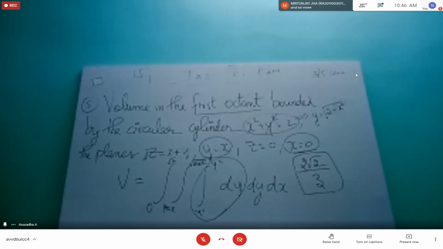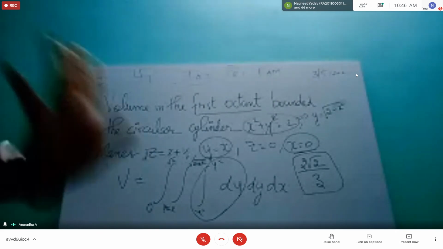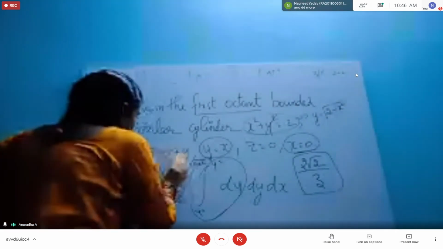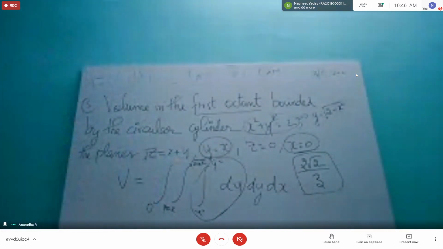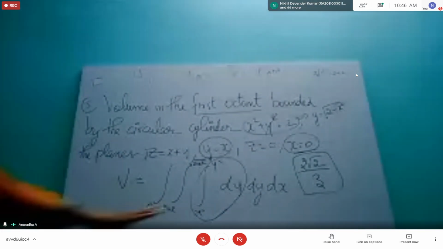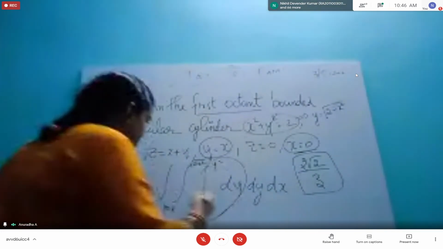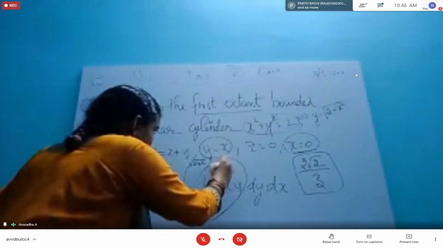Oh God. Please, I'm sorry, I made a mistake here. The outer limit is wrong. So the inner limits are all correct. This step is correct, this step is correct. Sorry, this was z equal to, that is correct, that is correct.